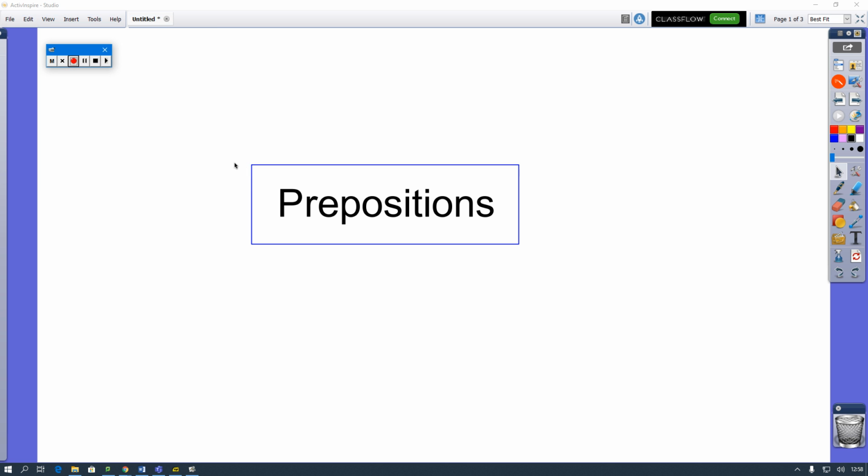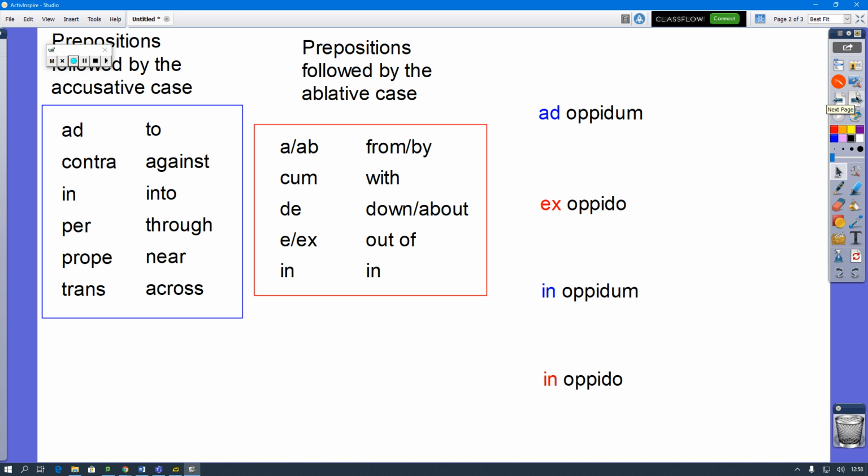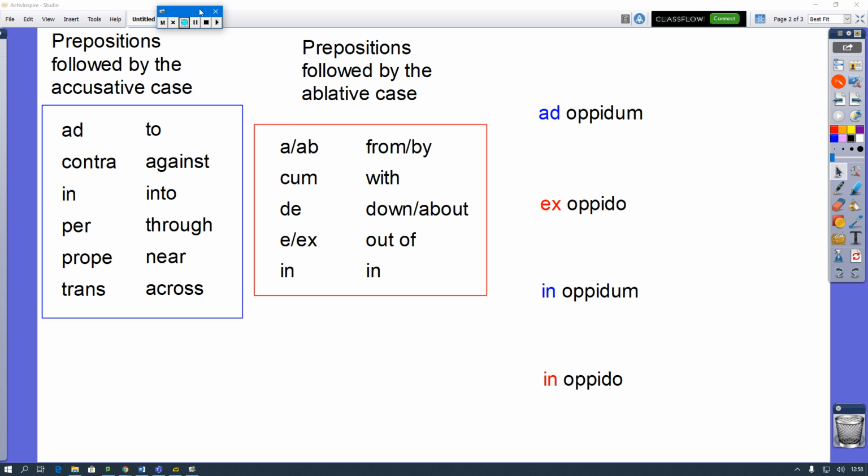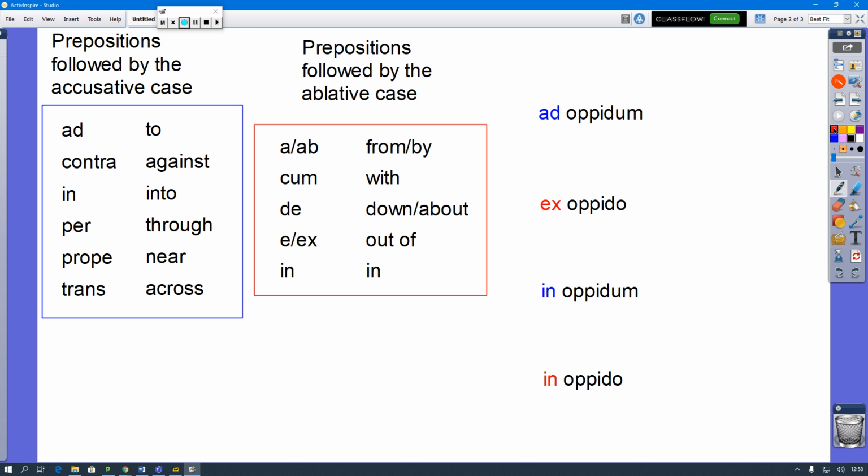This video is all about translating prepositions from Latin and how to spot prepositions in sentences. There are two kinds of preposition in Latin. There are prepositions that are followed by the accusative case, and there are prepositions that are followed by the ablative case. Prepositions can only be followed by either the accusative or the ablative. The only exception to this rule is the preposition in.